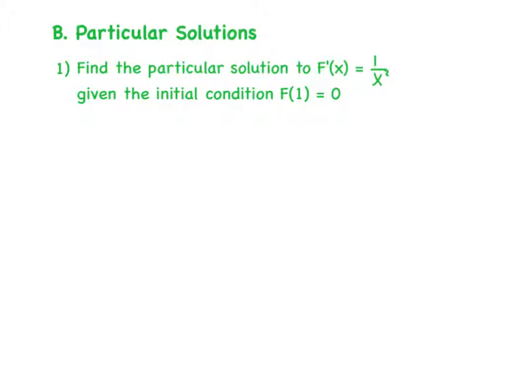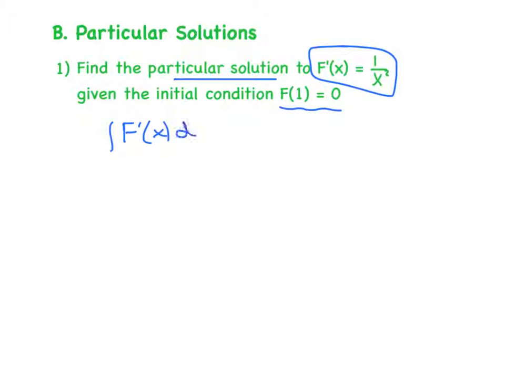Okay, what if I were asked the same question, but this time I'm asked for a particular solution, again to the same differential equation, but now I have to be given an initial condition. See, when you're given an initial condition, you are going to be able to solve for your c value. So you start this problem the exact same way. Okay, we do, like we just did before, the integral of f prime of x dx is equal to the integral, I'm going to rewrite it as x to the negative 2 dx. And of course, this is f of x is equal to negative 1 over x plus c.